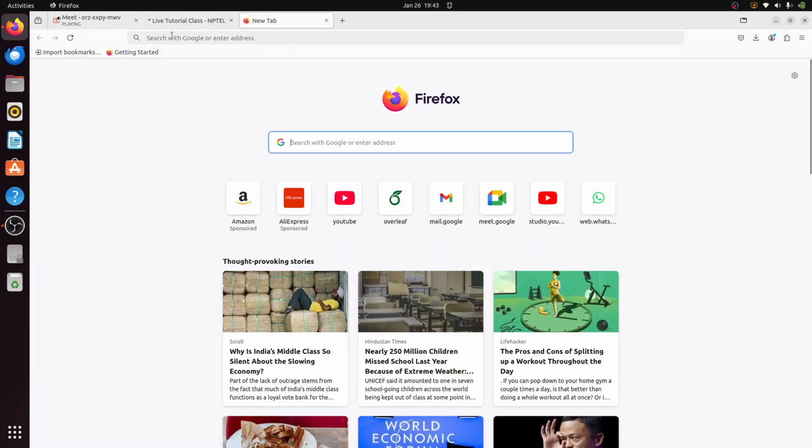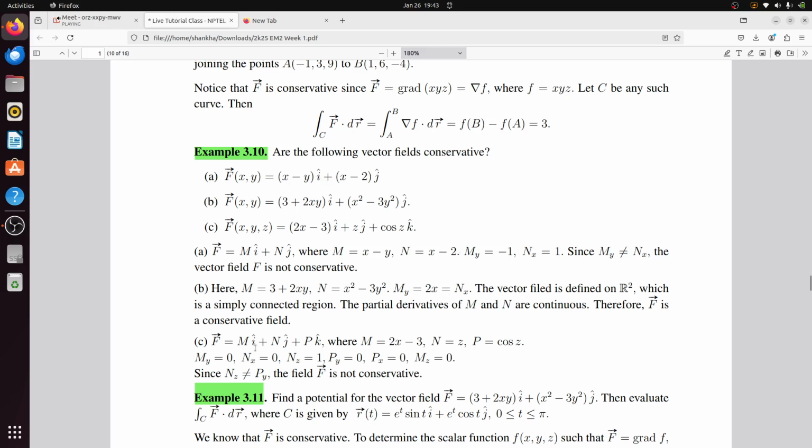Yes, sir. Please show the question again, sir, please. Okay. f(x,y,z) equal to 2x minus 3 i cap plus z j cap plus cos z k cap. Okay. Sir, not conservative, sir.